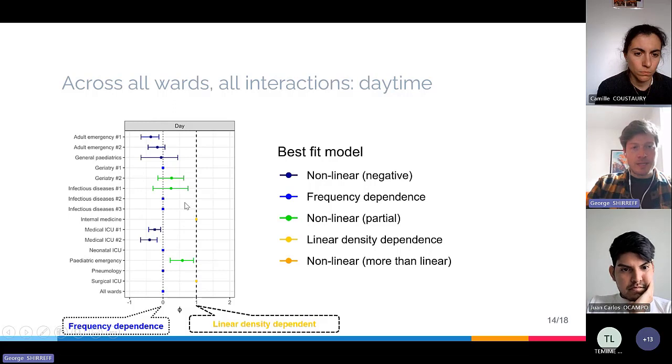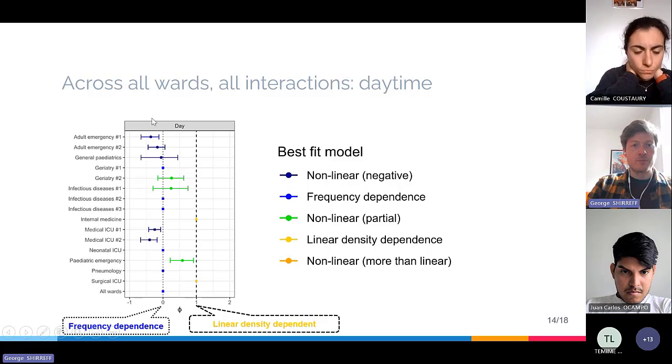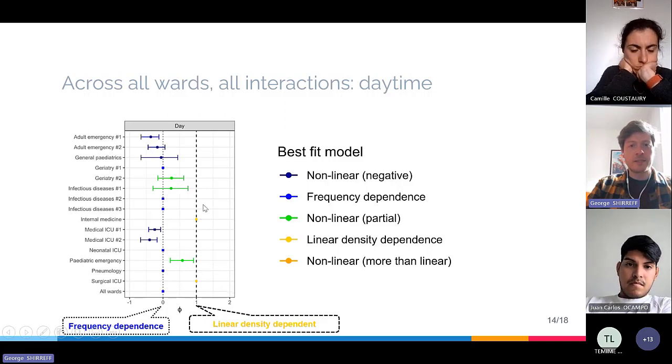But what was surprising to us is that you tend to see most of the points, this is during the daytime for all types of interactions, clustering around 0, suggesting that they are, broadly speaking, frequency dependent. So either the frequency dependence model was the best fitting model, or the estimated non-linear parameter was pretty close to 0, meaning it's not much different from frequency dependence. We've color coded the different points depending on which model fits best. As they go from dark blue to orange, there's more dependence on density. So this is the daytime with all of the different types of interactions.